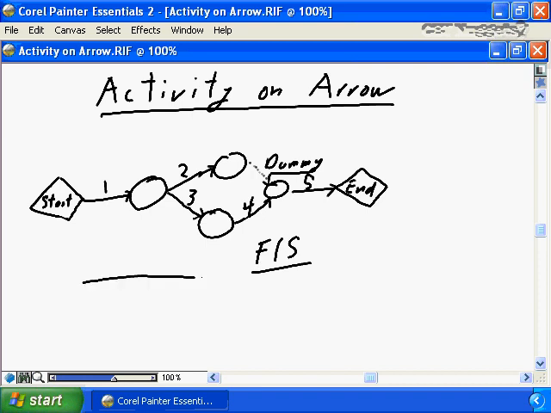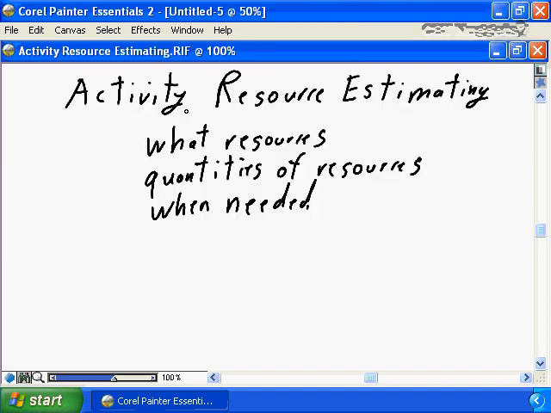Again, it's important to understand the distinction between the activity on node and the activity on arrow, as this information will be on the PMP exam and you will be required to display understanding of these diagramming techniques. Although in practice you will never create manual diagrams, they will be created for you by your project scheduling software.